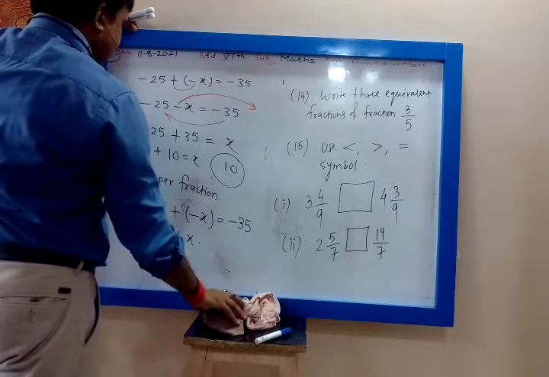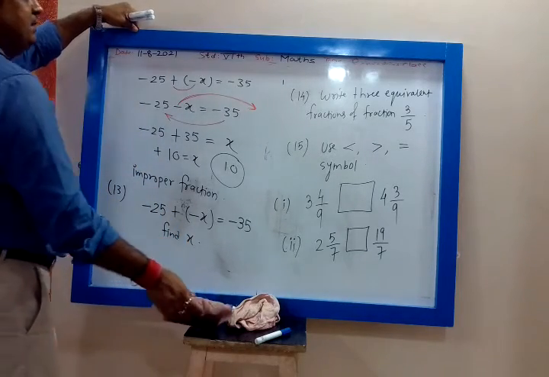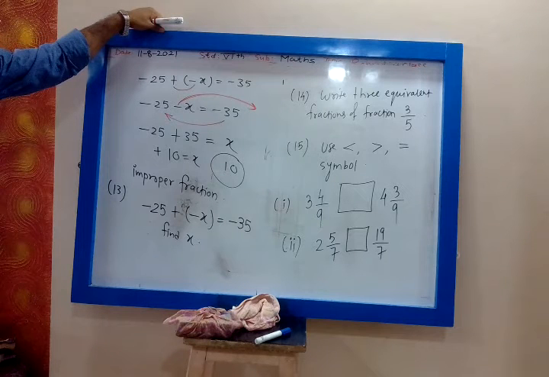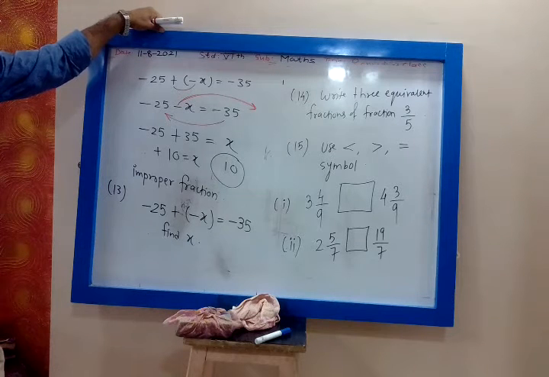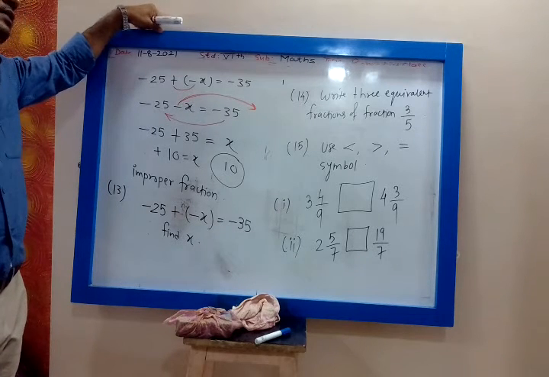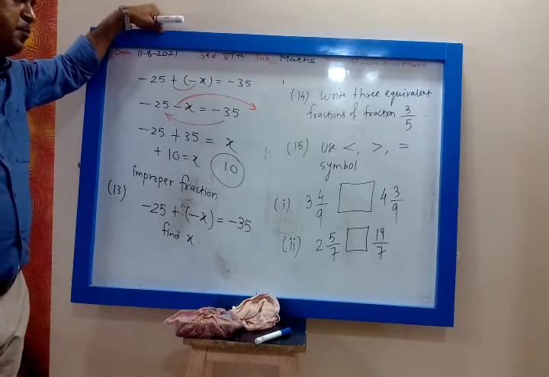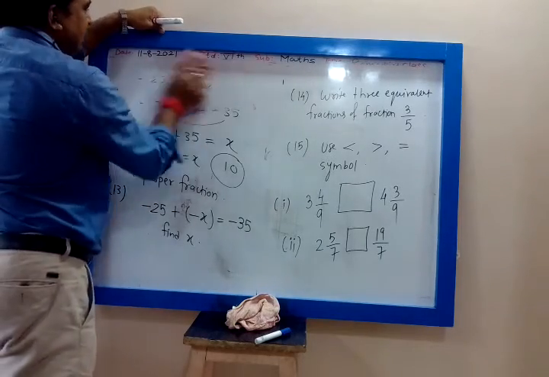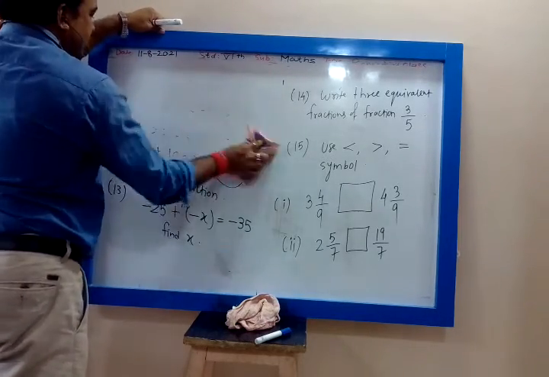Complete the 14th and 15th. Write 3 equivalent fractions of 3 by 5. To find 3 equivalent fractions, first I will multiply this fraction by 2, 2, then by 3, 3, then by 4, 4. First you will multiply 3 by 5 by 2, 2. 6 by 10, yes, correct, the first equivalent fraction is 6 by 10.